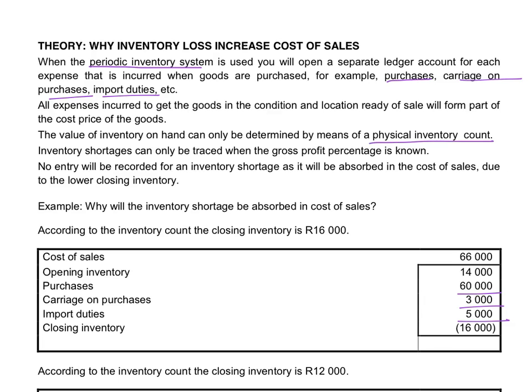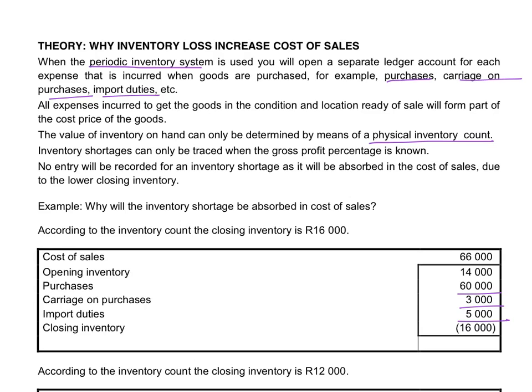So in the periodic system, you don't use your inventory account during the year. Therefore, you can't go and look in your inventory account what is the closing balance. If you want to know how much stock you've got available, you have to do a physical inventory count.